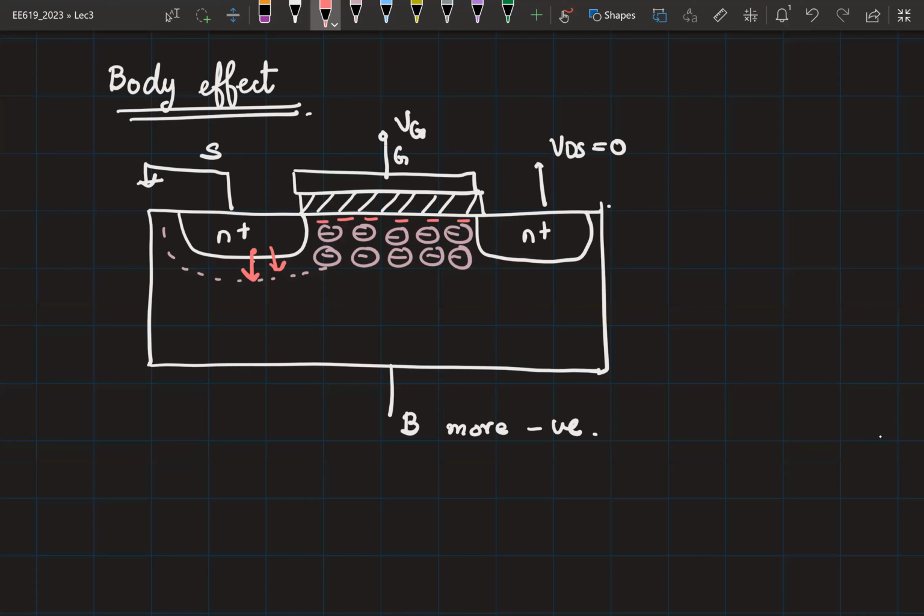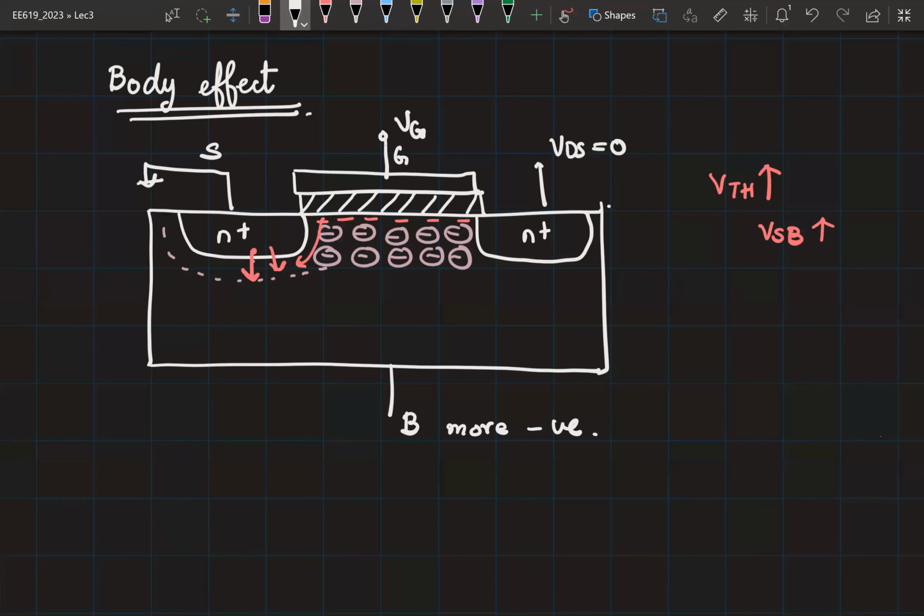And so some part of these mobile carriers will come towards this region, which means now if you want to have the same level of inversion charge, what should you do? Should you increase the gate voltage or decrease it? You have to increase it, right? So effectively, to get the same amount of inversion charge, you have to apply higher voltage, or your VTH is now increasing. So your VTH is increasing when your VSB increased. Okay. So again, this is a very simplistic view.